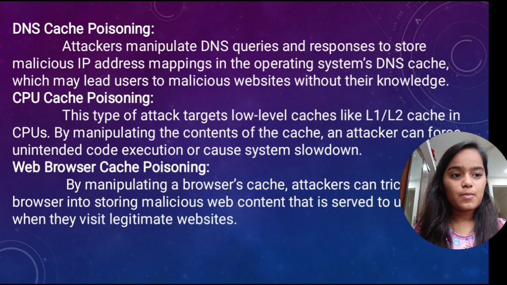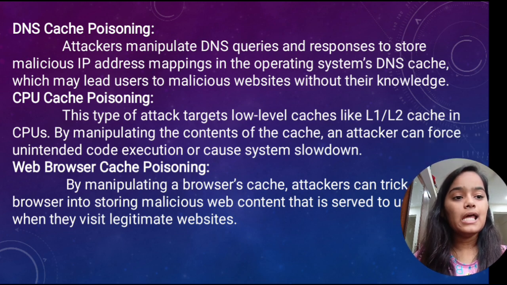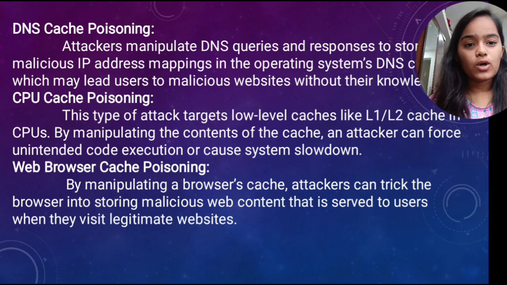Next, CPU cache poisoning. This type of attack targets low-level caches like L1 and L2 cache in CPUs. By manipulating the contents of the cache, an attacker can force unintended code execution or cause system slowdown. Next, let us see web browser cache poisoning. By manipulating a browser's cache, attackers can trick the browser into storing malicious web content that is served to users when they visit legitimate websites.